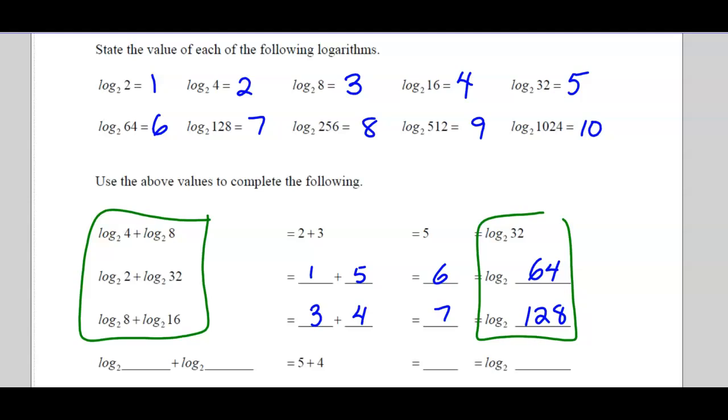So 4 times 8 is 32. 2 times 32 is 64. 8 times 16 is 128. What that is saying from these examples is if we want to simplify the sum of 2 logs that have the same base, all we have to do is multiply the arguments together. If they don't have the same base, then you can't do this. But if they have the same base, you can multiply them together.